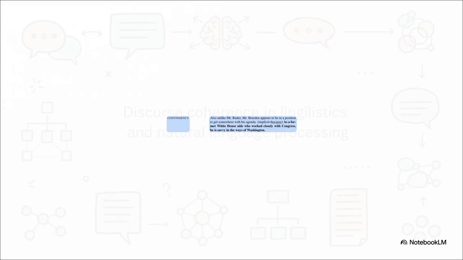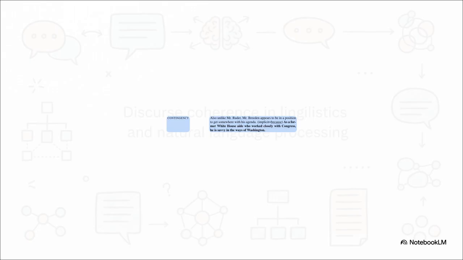But here's where it gets a bit tricky. What happens when those signposts are just missing? Let's look at this real-world example. First sentence, a politician is in a position to get somewhere with his agenda. The very next sentence, as a former White House aide, he is savvy in the ways of Washington. Notice anything? There is no "because" written there, but you instantly understand that his background is the reason for his current position. The Tree Bank labels this an implicit connection.